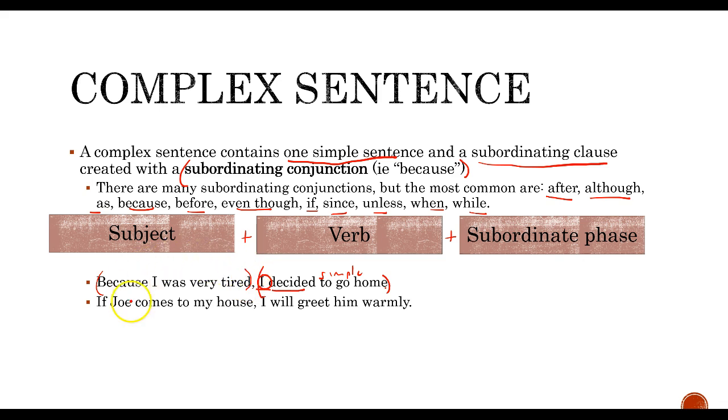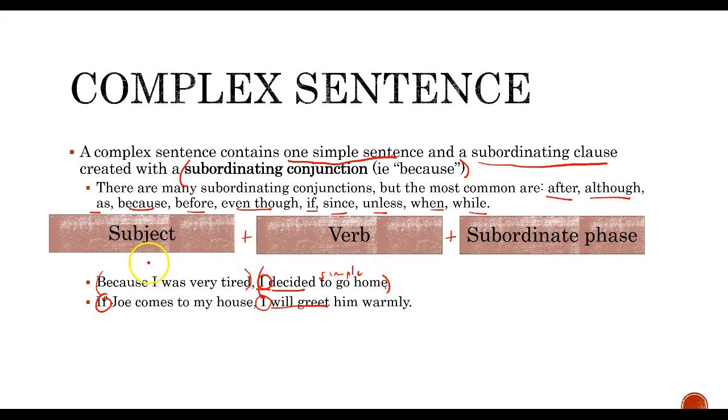Here's another one. "If Joe comes to my house, I will greet him warmly." Same thing. The subject right here is I, and then will greet is the verb. So here's your complete simple sentence, and here's a subordinating one that uses the subordinating word if. "If Joe comes to my house." So whenever you start a phrase with if or because or any of these words, before or since or unless, you're in the complex sentence structure. So you want to make sure you finish the idea.